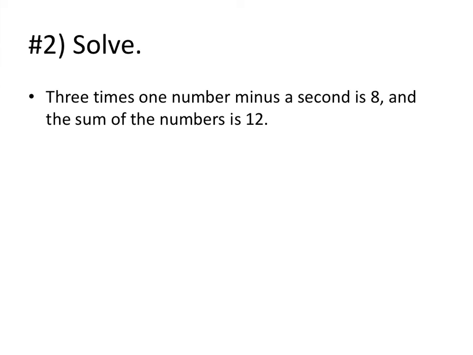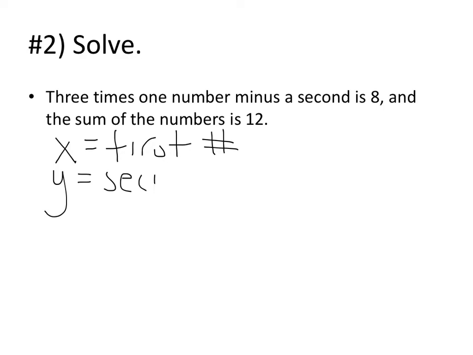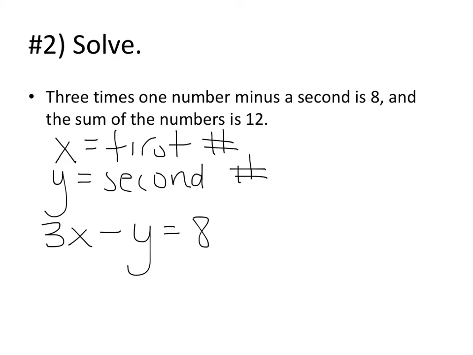All right, so here we have 3 times one number. So let's go ahead and do this again. x is going to be our first number, and y is going to be our second number. 3 times one number, so 3x minus a second, which is y, is 8, and the sum of the numbers is 12. So x plus y is 12. So there's our system.